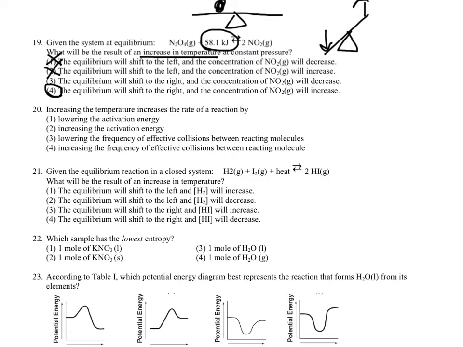So question number 20 is just looking at why temperature makes a reaction faster. That's because temperature is directly related to kinetic energy, so it increases the frequency and effectiveness of the collisions. Question number 21 is again looking at the effect of heat.